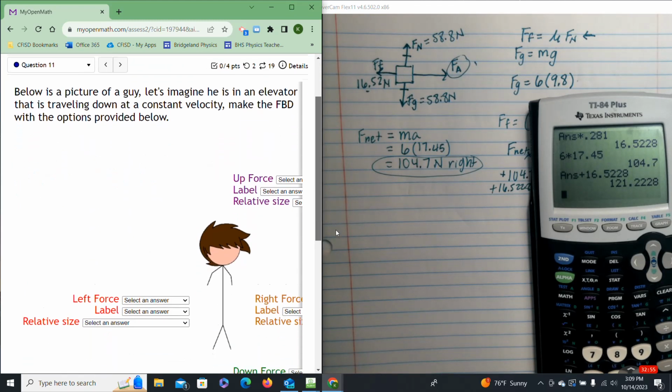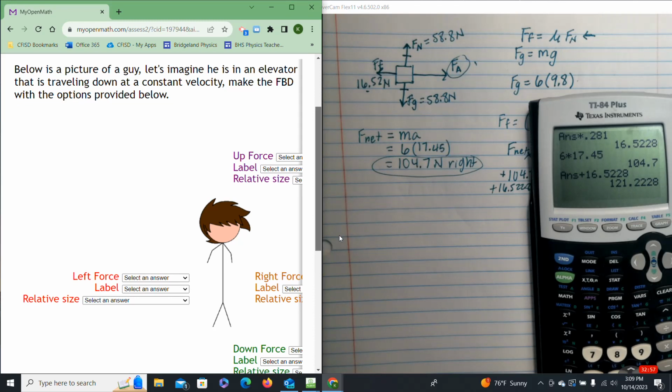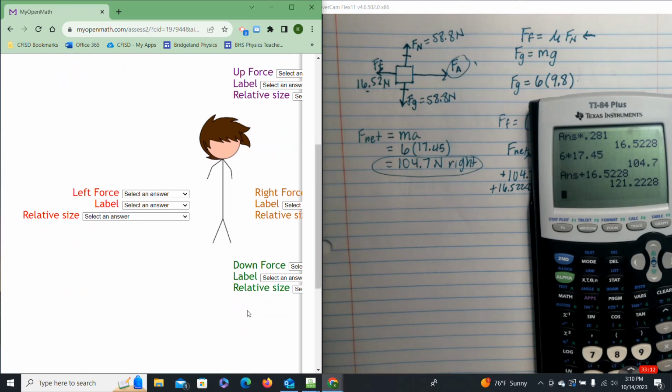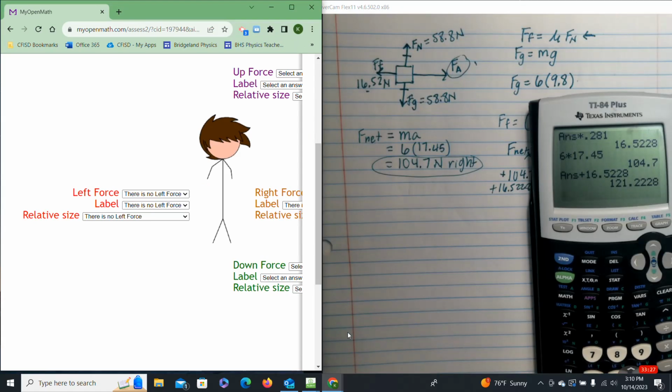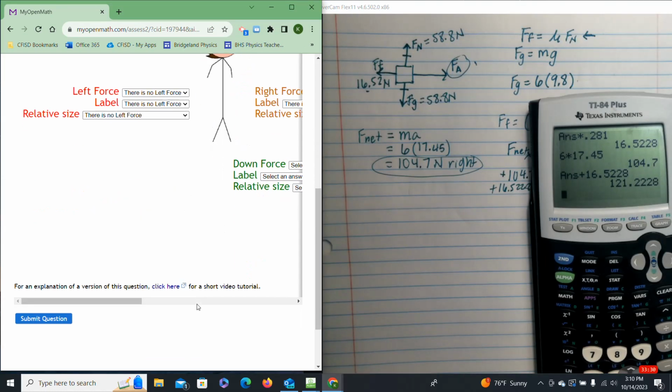Question 11. Below is a picture of a guy. Let's imagine he is in an elevator that is traveling down at constant velocity. Make the free body diagram with the options below. We talked about some elevator questions in class, and when we did those elevator problems, the only forces that we needed to consider were forces that were in a vertical direction. So let's go real quick and get rid of the left and right. There is no force to the left. There is no force to the right. All right. Now we can deal with just the forces that are present.